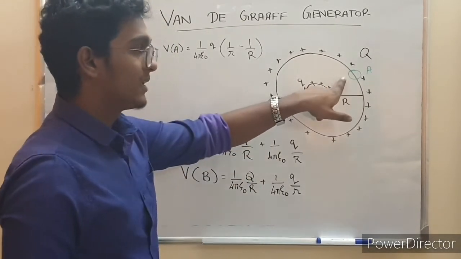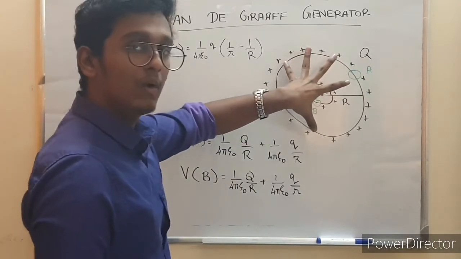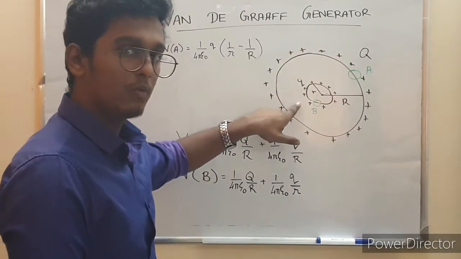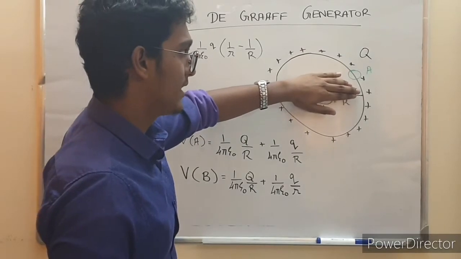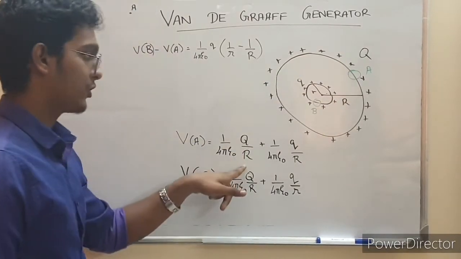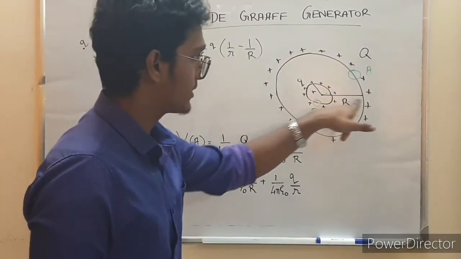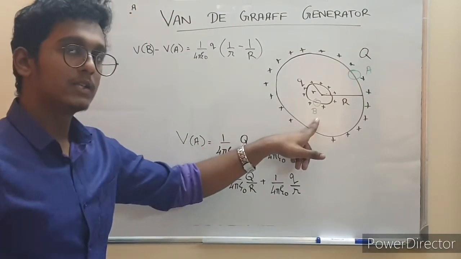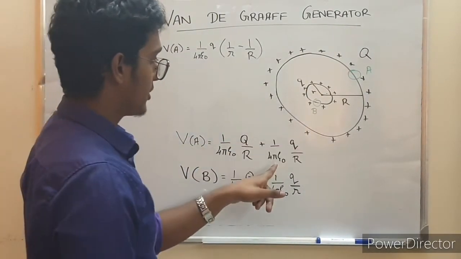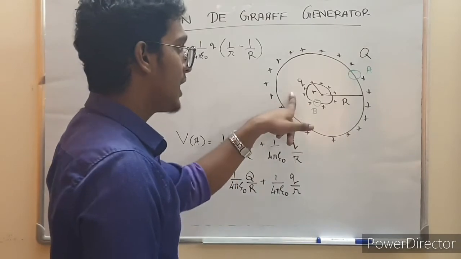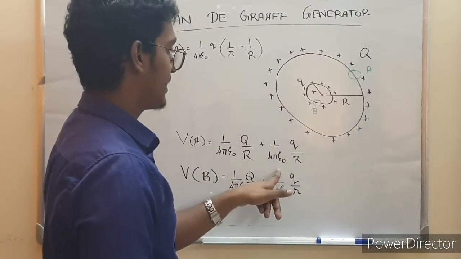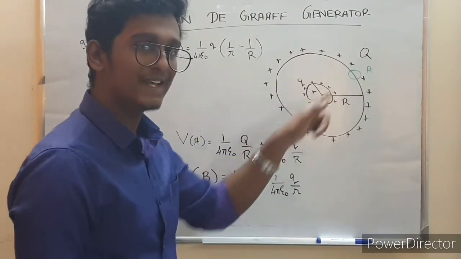Potential at A is going to be the individual effects of only the bigger one, also due to the presence of the smaller one. So if the smaller one was not there, at A it's going to be capital Q by capital R, capital radius. But the smaller one also gives an additional potential, which is going to be 1 by 4 pi epsilon naught charge present on the smaller one divided by the capital R, because it is still outside.